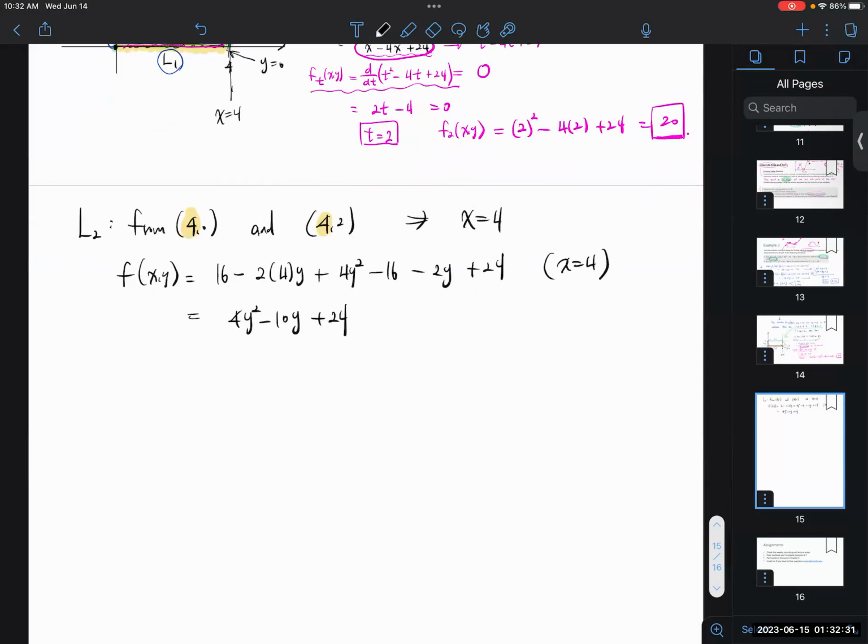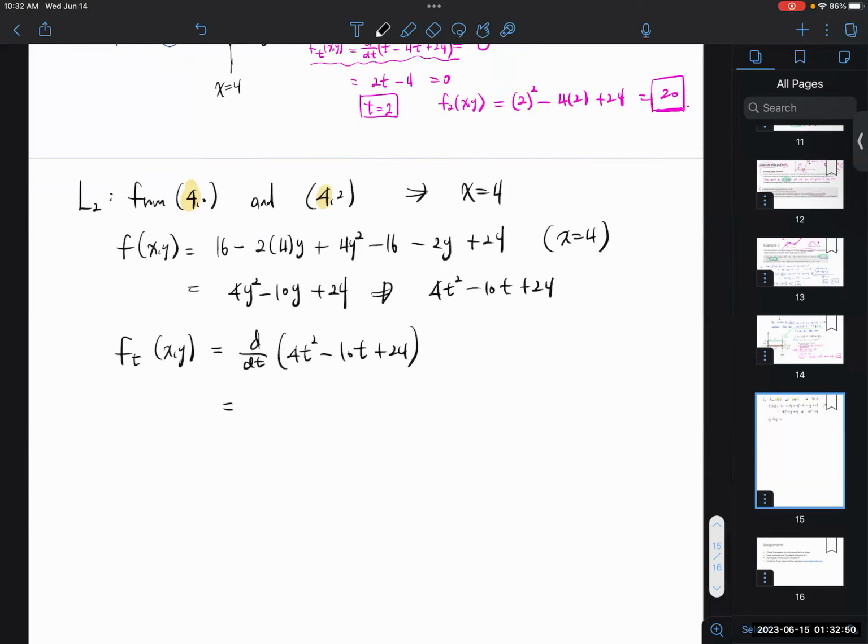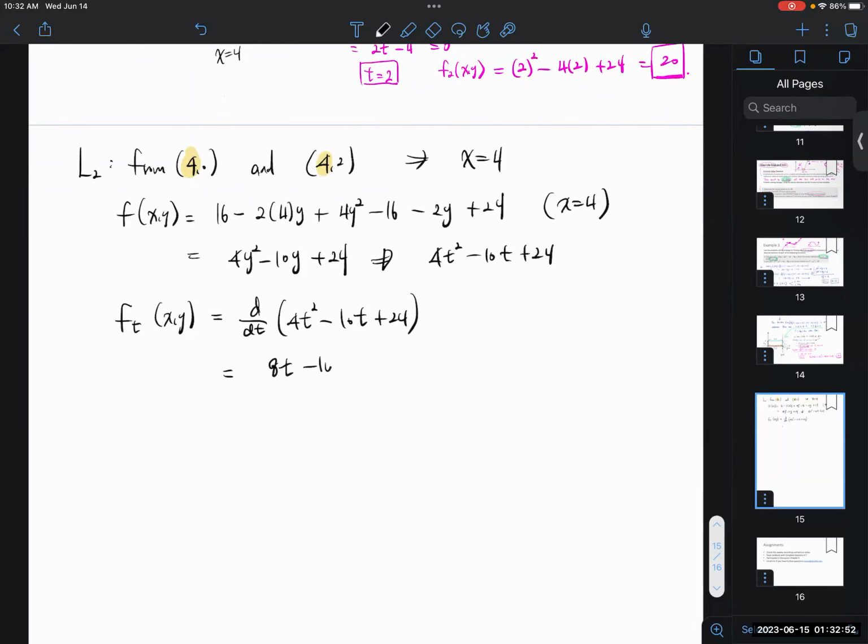And then now we are going to take the partial derivative with respect to t. So I'm going to change the variable to t, just t variable. So that you're taking d over dt for 4t squared minus 10t plus 24, 8t minus 10. So you're going to make it equal to 0. Now this partial derivative is equal to 0. t should be 5 over 4.